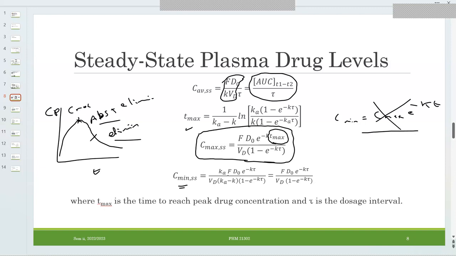So the equation must contain both, a term for absorption and a term for elimination. So this is the equation that can be used for calculation of Cmin, this or this.